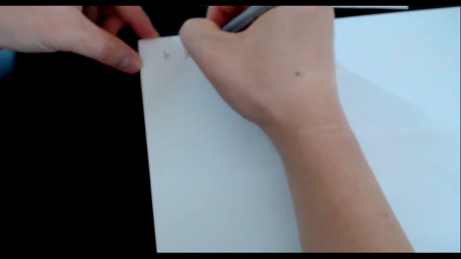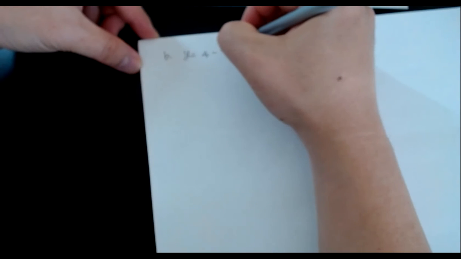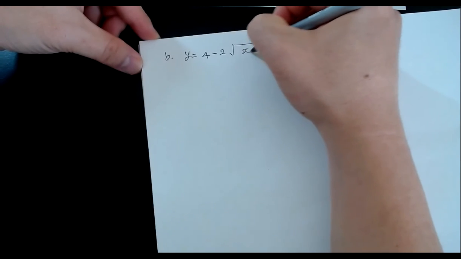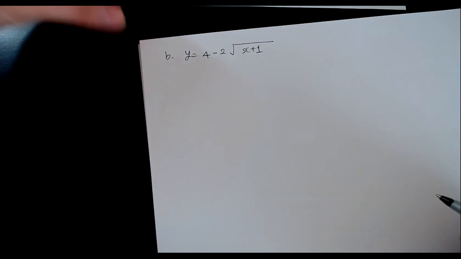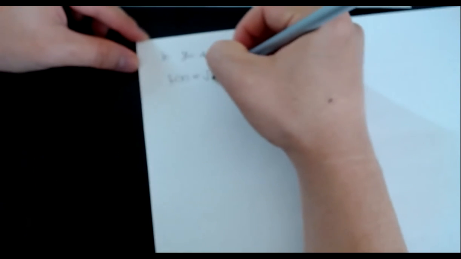So y is equal to 4 minus 2 times the square root of x plus 1. Okay, so guess what? We start from what? The square root function, right? Because the square root is involved. So starting from f of x is equal to square root of x.